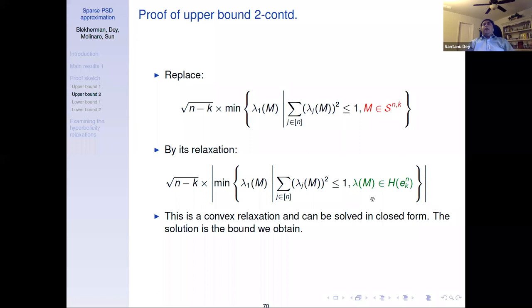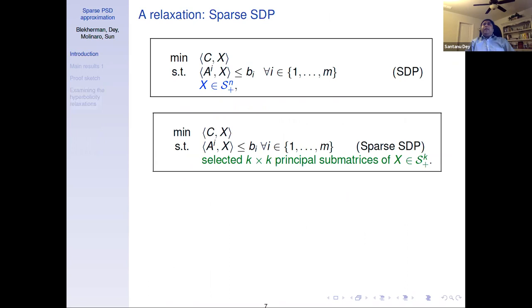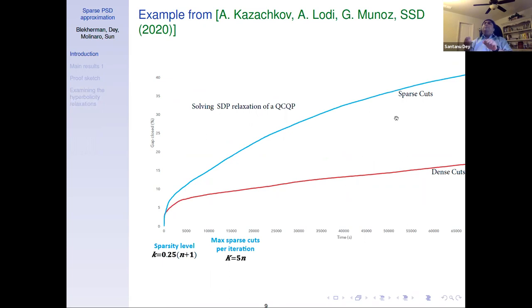So yes, S_{n,k} in principle is not great to work with, but it does work well in practice. To answer your question in relation to the computations, when we get these sparse cuts, we solve this NP-hard problem. But there are some fantastic heuristics that the machine learning community has come up with to solve the sparse PCA problem. So we use the machine learning heuristics to solve the sparse PCA problem, which is used to separate the sparse cuts that we add.